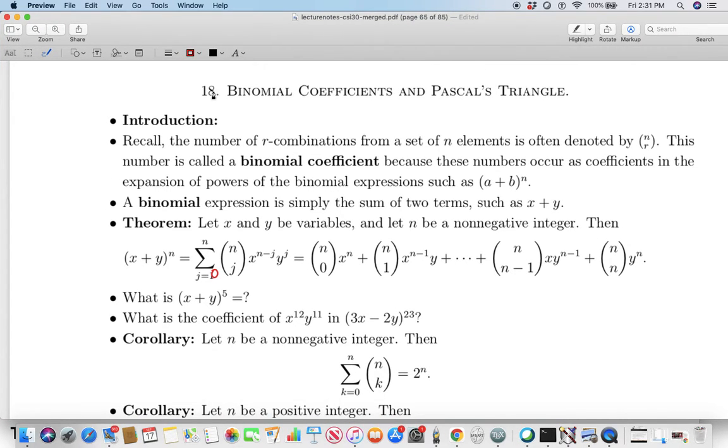Welcome back. Lesson 18: Binomial Coefficients and Pascal's Triangle. Introduction. Recall the number of r-combinations from a set of n elements is often denoted by n choose r. This number is called a binomial coefficient because these numbers occur as coefficients in the expansion of powers of binomial expressions such as (a + b)^n. A binomial expression is simply the sum of two terms such as x + y.